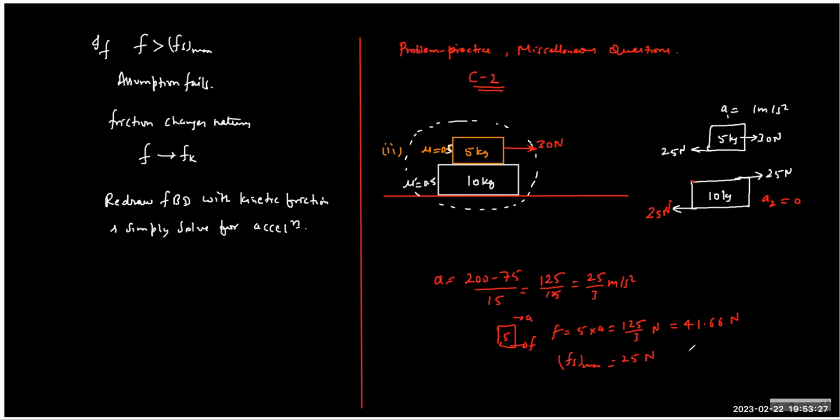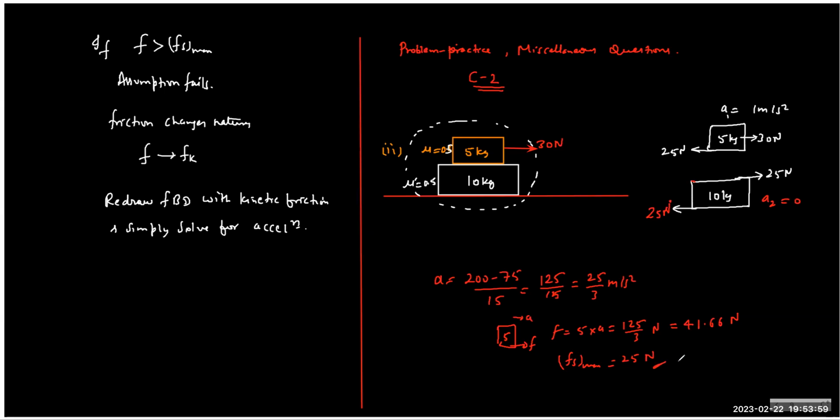What is the normal reaction? So 150. 150 is the normal reaction between the blocks we are solving. So then 50, so Fs max will be how much? 50 into 0.5. How much? 25. So we got 25.